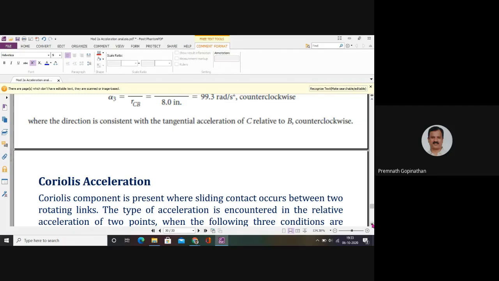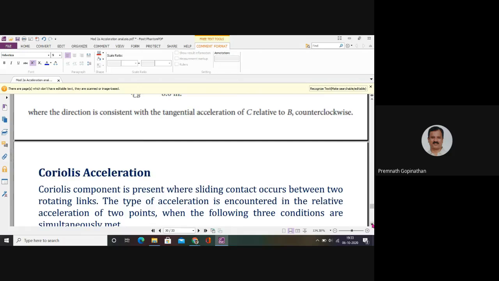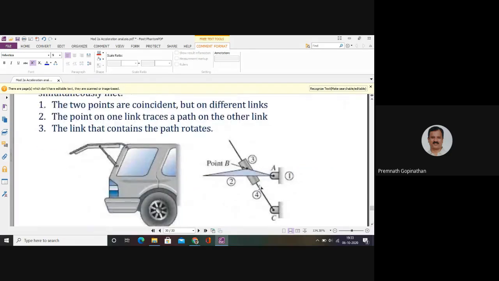Now, here we have a simple example for that one. So that is evident here. Here we have link 1 which is fixed, link 2 is a crank, link 3 is a slider, and link 4 is another link on which the slider is moving. Okay. So here, the point on the slider will be having both rotary motion as well as a sliding motion.